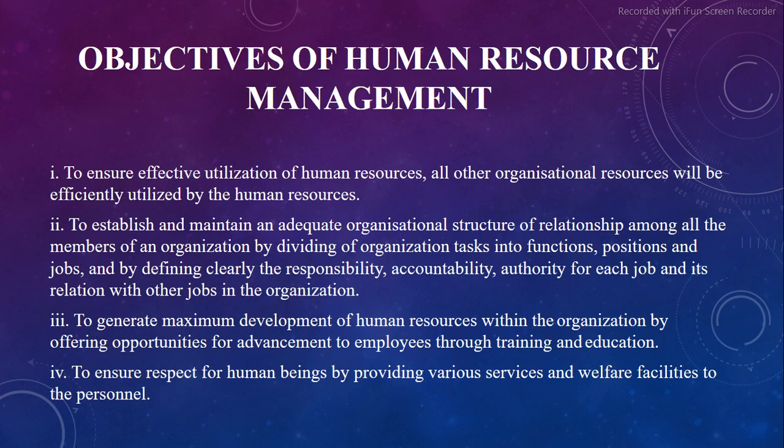So after we are done with the nature of human resource management, we'll now look at objectives of human resource management. Are you people still getting me clearly? Yes. So we have the objectives of human resource management. The first one is to ensure the utilization of human resources. All other organizational resources will also be utilized if human resources in the organization are effectively utilized.